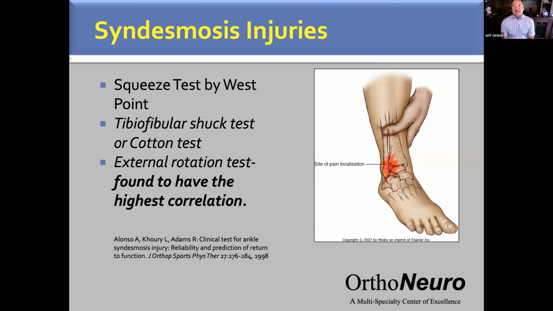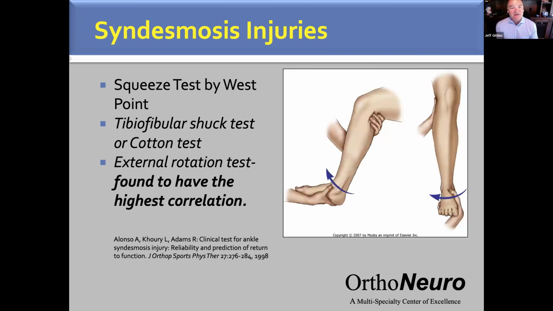Different types of examinations you can do to determine whether someone has a high ankle sprain or a syndesmotic disruption includes a squeeze test. You can do a shuck test, otherwise known as a Cotton test. External rotation test is the most positive, and that's where you rotate the ankle out and you palpate at the same time in this area, seeing if they have pain when you rotate them out.